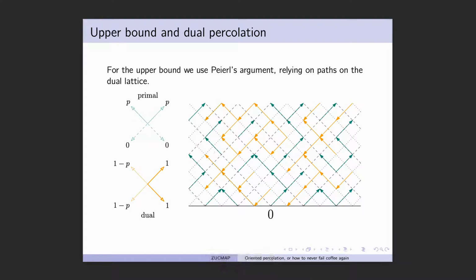And then there's a natural way to sample a configuration with a probability. The way we do it is that, in the primal model, the original model, what I told you is that the edges going up are present with probability p, and we never look at edges going down.